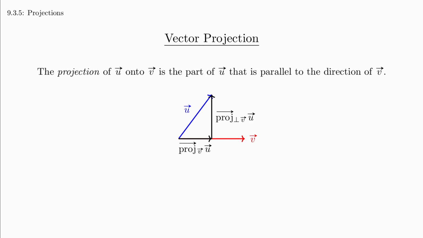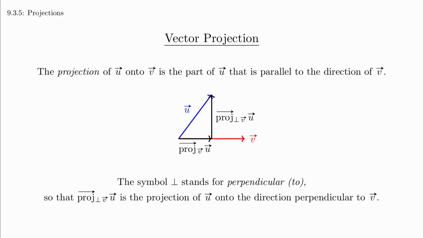For the part that is perpendicular, we use this notation. You might remember this symbol from a geometry class, and it represents perpendicularity. So this is the projection of u onto the direction perpendicular to v. And this quantity is also a vector, so it also has a vector arrow.